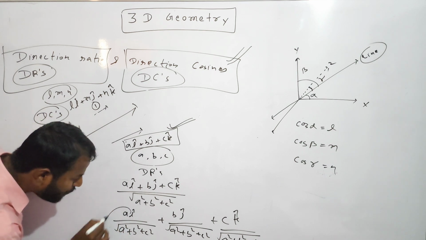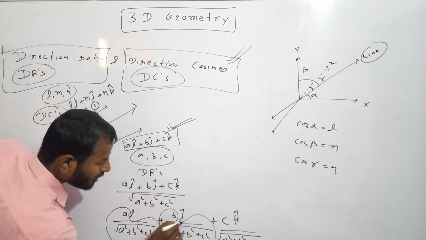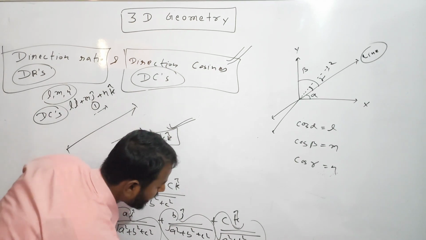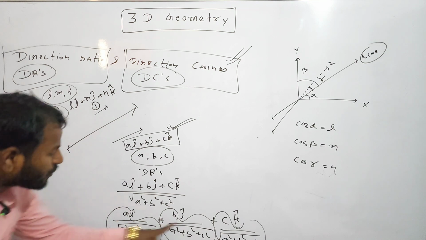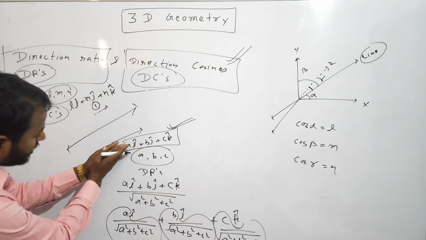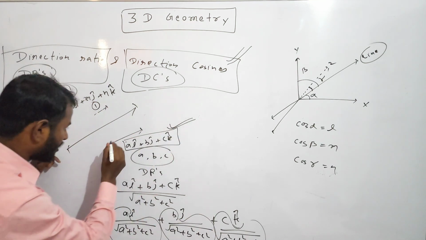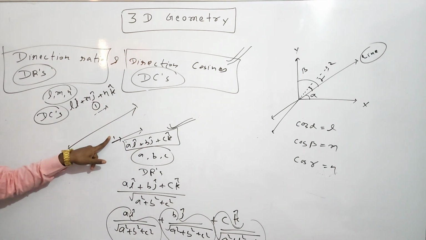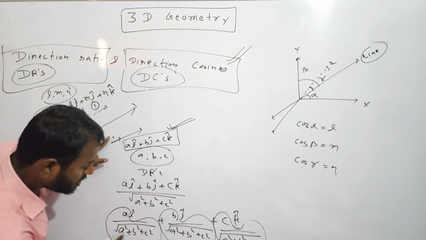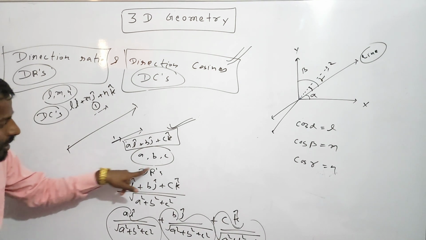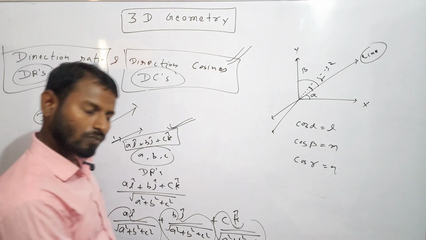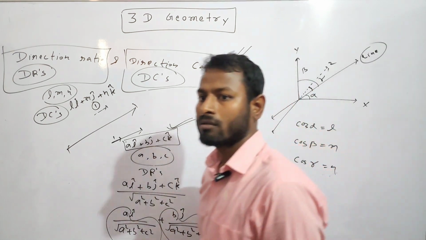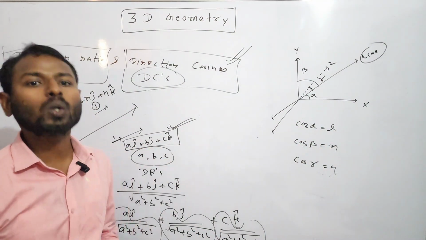Now the coefficients of i cap, j cap and k cap here are the direction cosines l, m, n, because these are the components of a unit vector. The line parallel vector and the unit vector are in the same direction, with magnitude one. So you can say l, m, n are the direction cosines, and the others are the direction ratios. Is it clear? Okay. Now in this chapter the next topic is how to find the angle between two lines.